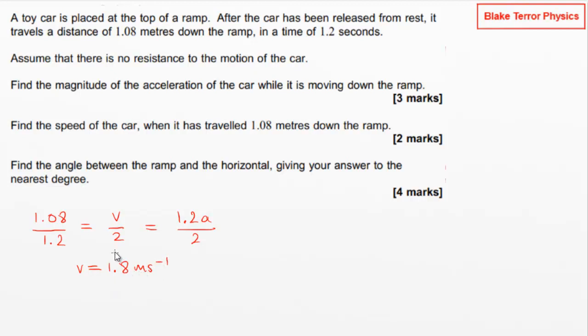And in order to get a, we need to divide that by 1.2. So we're multiplying it by 5 over 6. So a is going to be 1.5 meters per second squared. So that was just straight kinematics. We haven't actually done anything else there.